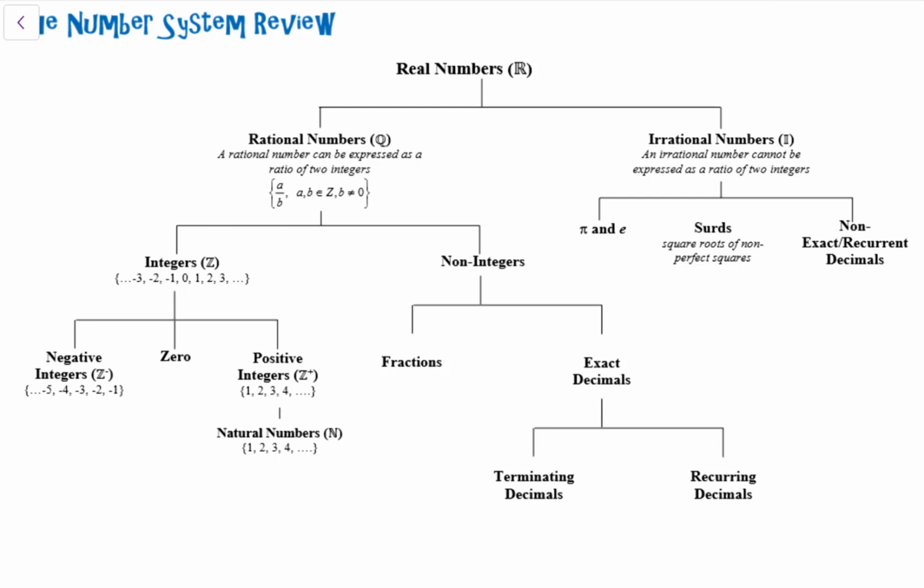Looking at our rational numbers, or Q, a rational number can be expressed as a ratio of two integers. They can be expressed as a fraction. They can be split into integers, our Z, or non-integers. Non-integers are fractions or exact decimals. Exact decimals can be terminating or recurring. Our integers can be split into negative integers, zero or positive integers, and positive integers can go down into natural numbers, N. Now, some textbooks believe that 0 is a natural number, so that is controversial, I suppose you could say. I have always done that 0 is not a natural number.